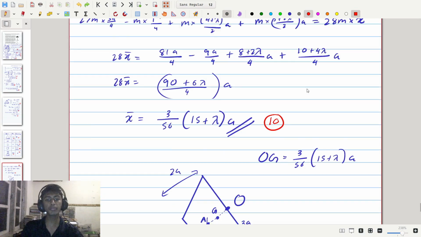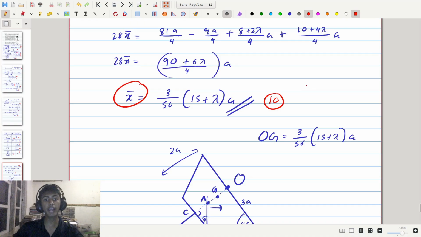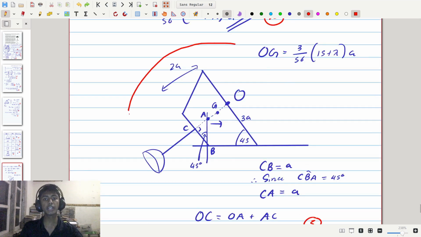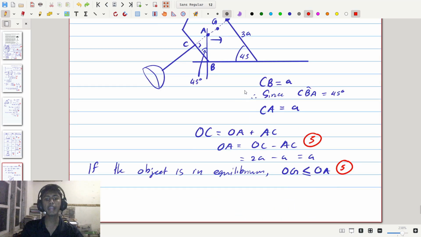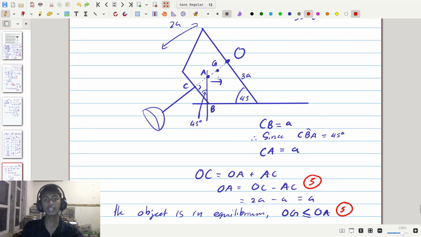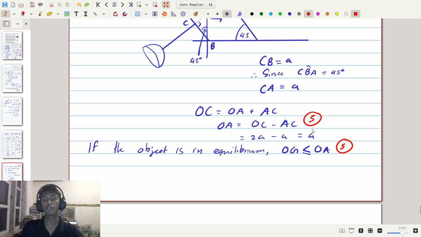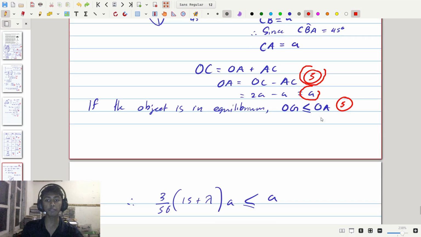Now after this, when you simplify and eventually get x bar equals 3 over 56 times 15 plus lambda times a with the correct steps, you get 10 marks for that. For the final part of the question, when you then consider the equilibrium of this object and you find the distance CA here and then the distance OA here, for finding the distance OA as a, you get 5 marks. And then I have actually made a mistake here when I was explaining.